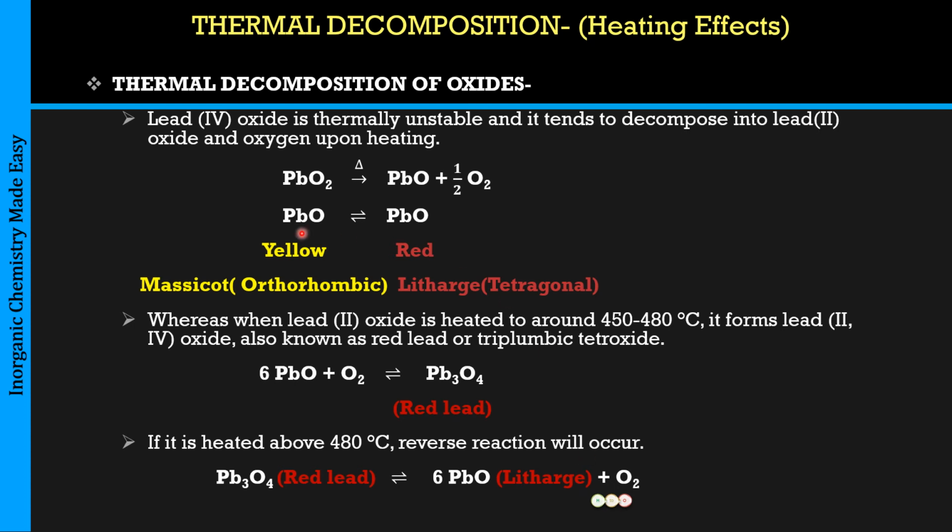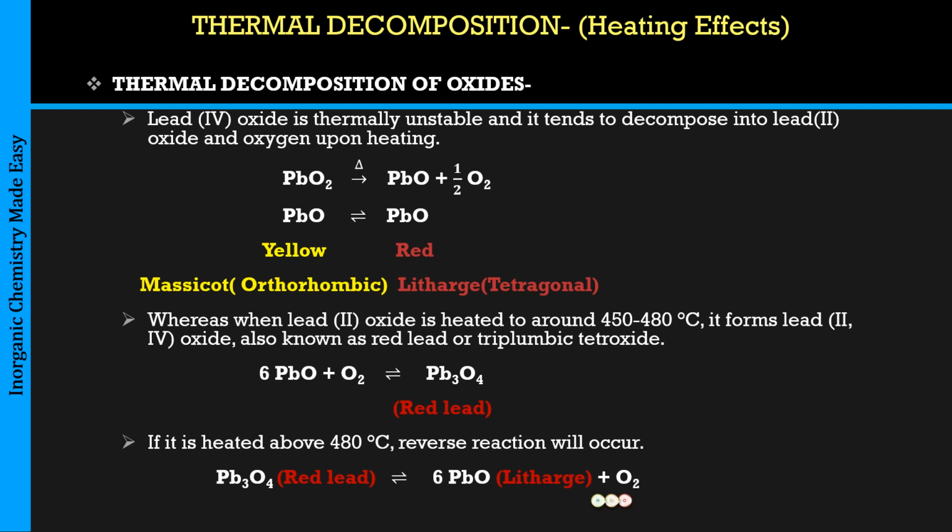We have three types of lead oxides. One is PbO2, second one is PbO, and third one is Pb3O4. PbO2 as well as Pb3O4 are going to give us the same product on heating, that is PbO and half oxygen. There is no change. Either you heat PbO2 or you heat Pb3O4, the product that you are getting is PbO along with oxygen being liberated.